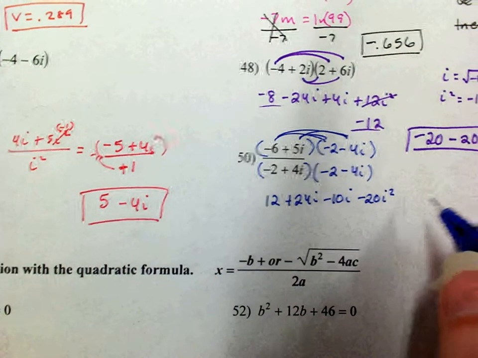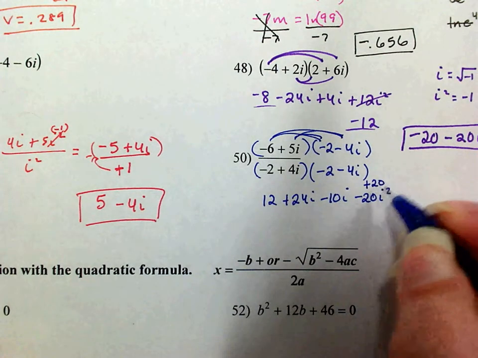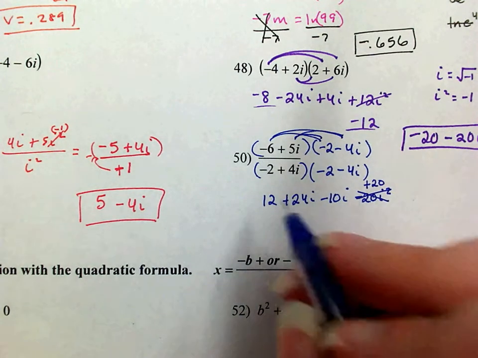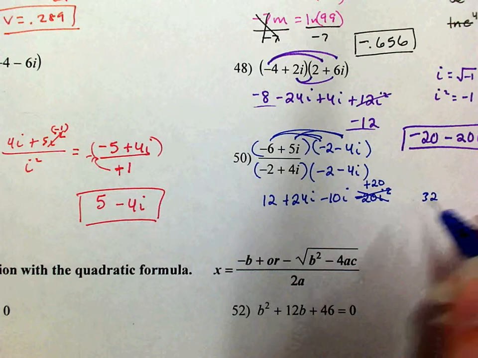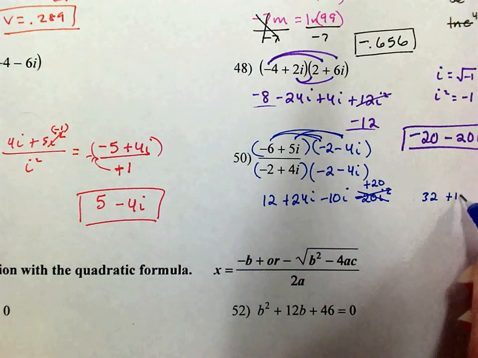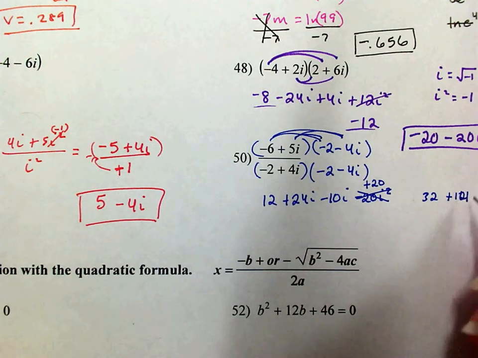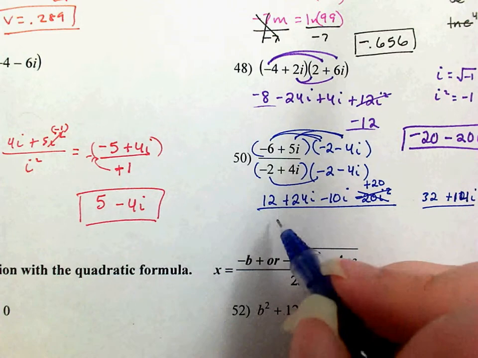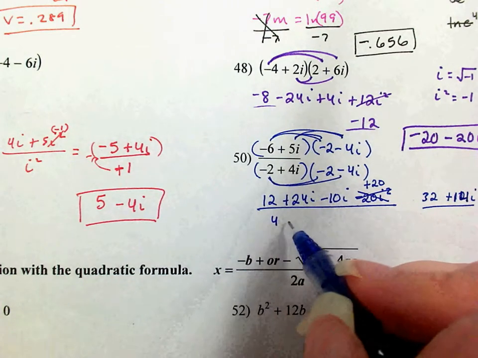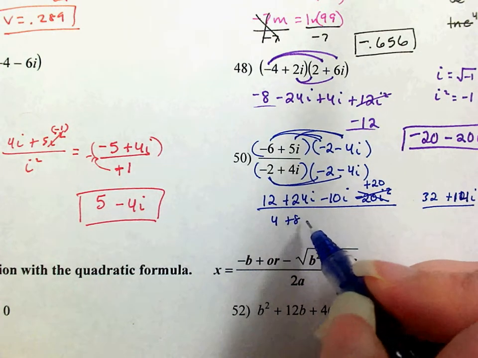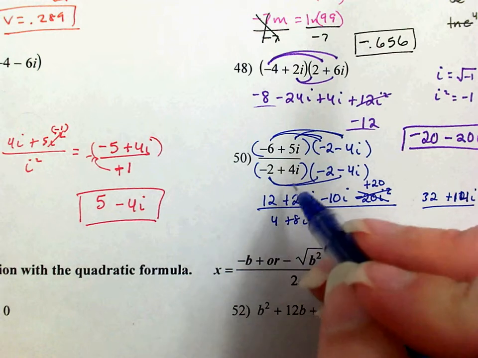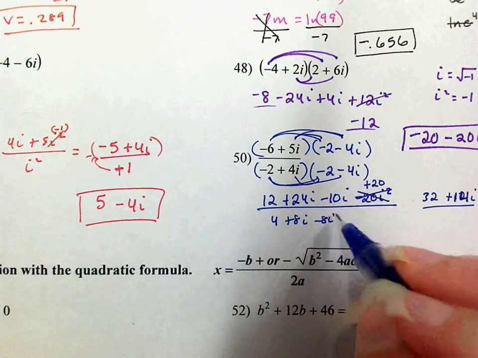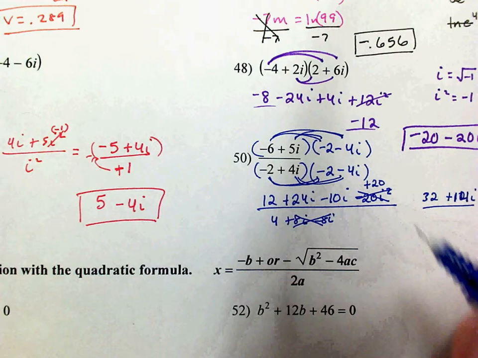Okay, so 12 plus 20 is 32. 24 minus 10 is 14, so it's 14i over the denominator. Negative 2 times negative 2 is positive 4. Negative 2 times negative 4i is a positive 8i. 4i times negative 2 is negative 8i. Let's cancel those out. Negative 4i times positive 4i is negative 16i squared. That makes it a positive 16.